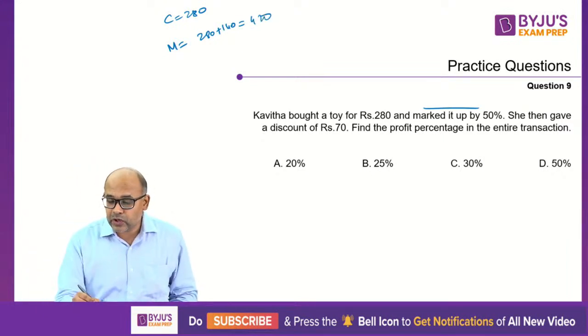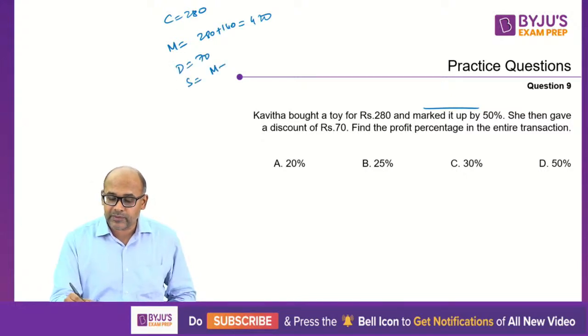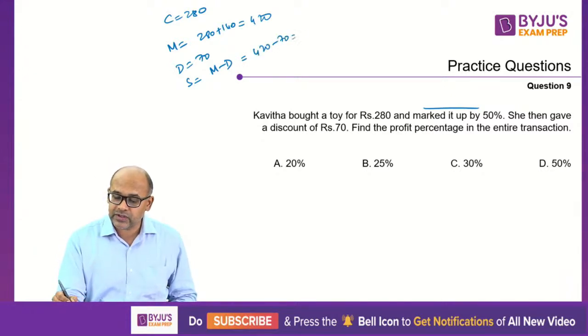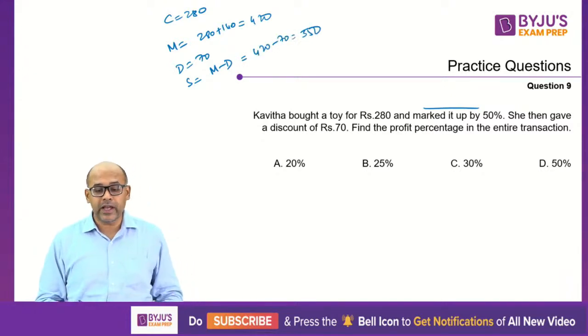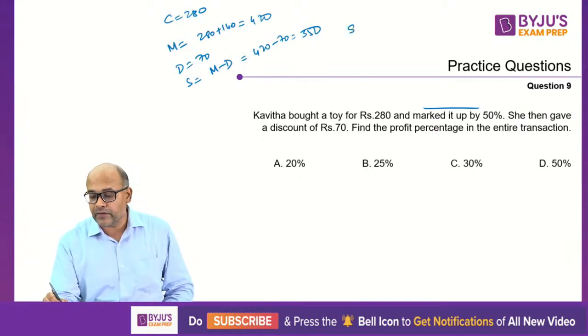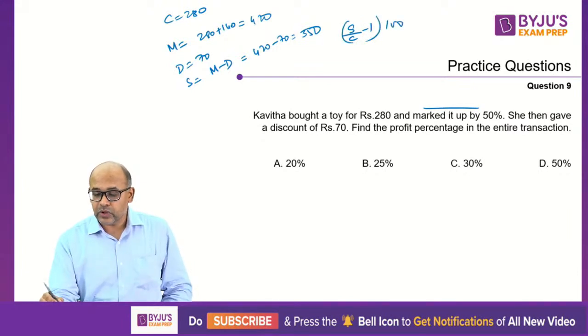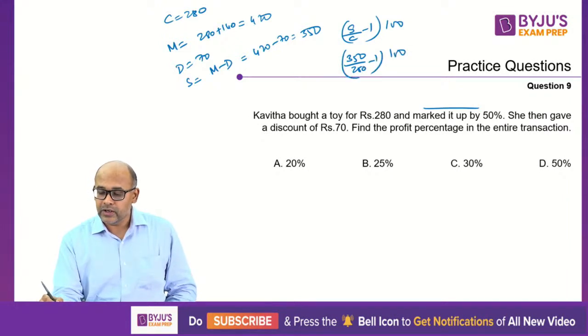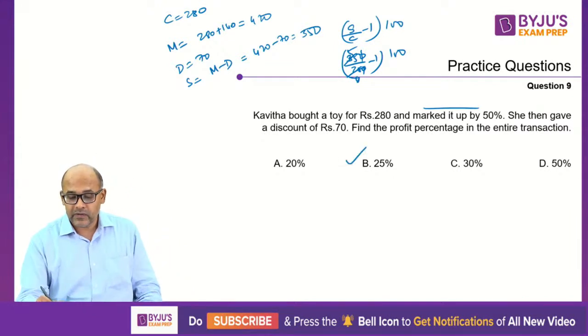On 420 she gave a discount of 70. So discount is 70. So selling price is mark price minus discount. Correct? This should be 420 minus 70, which is 350. Okay. So if this is 350, find the profit percentage. So profit percentage is always S by C minus 1, into 100 of course. So it is 350 by 280 minus 1 into 100. So this is 7 4s are 7 5s are. So 5 by 4 minus 1, which is 25%.